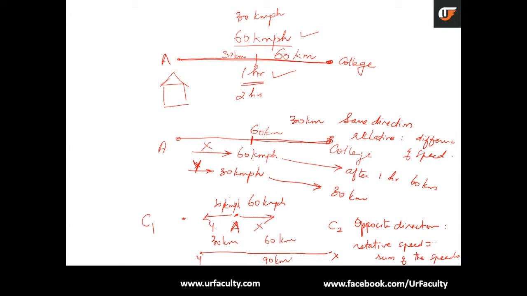Now visualize it in a train. When you are traveling in one train and there's another train coming in the opposite direction, both the trains are moving. So you suddenly feel that the other train went at a very high speed. Why is that so? Because the relative speed of your train and the train that came from the opposite direction got added up, and hence the relative speed in the opposite direction is equal to the sum of the speeds.